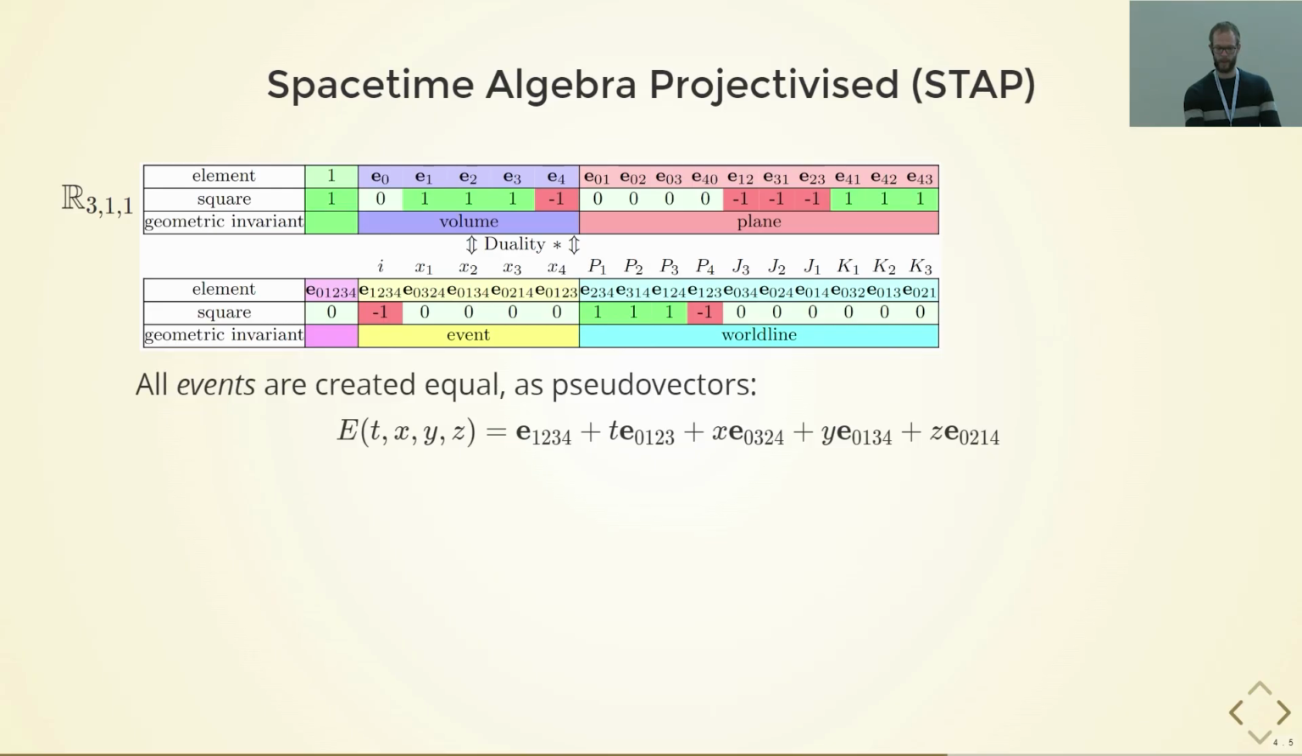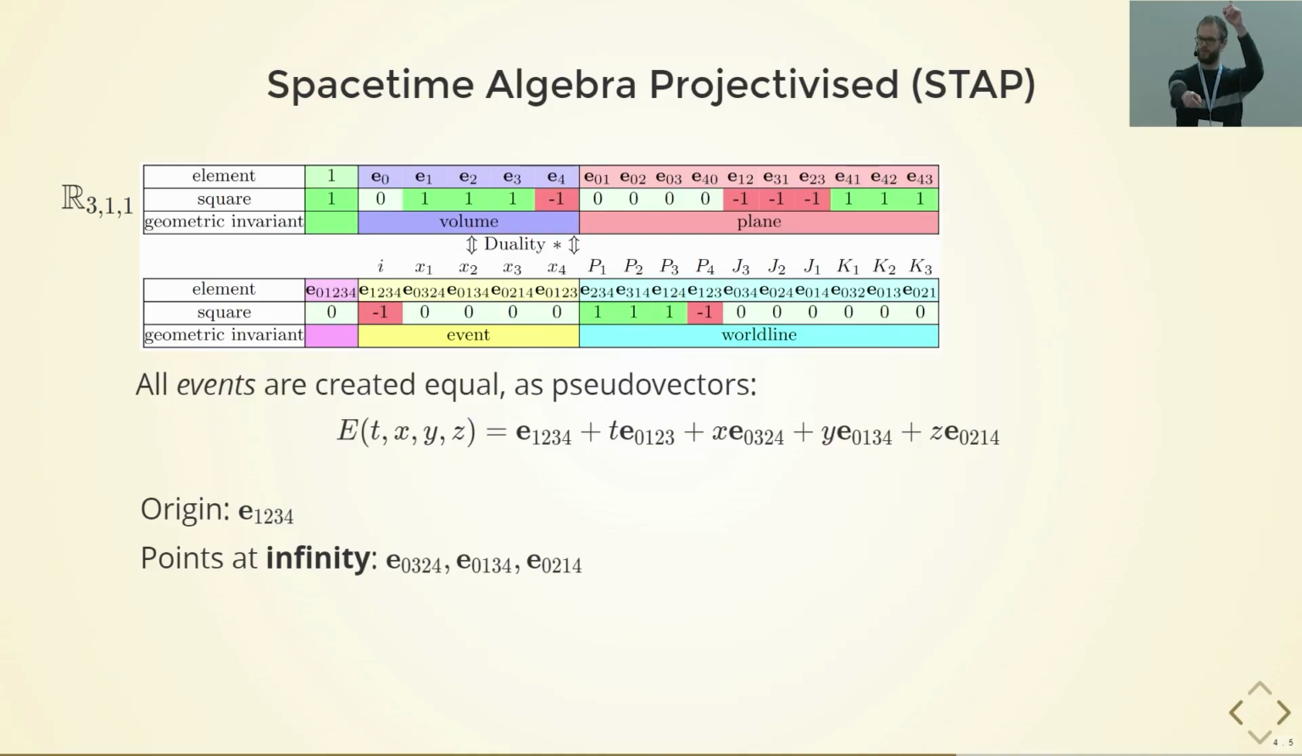So now we get something nice. We get, for example, that all events are created equal. So any event is the origin plus an amount in the time direction, space, and the different space directions. And so all points are now defined in a homogeneous way. They always have the same square. And the origin is this quantity E1, 2, 3, 4. I have some points at infinity, which are the normal points in those directions. And then I have finally a point at eternity, which is the point to which we're moving in time.